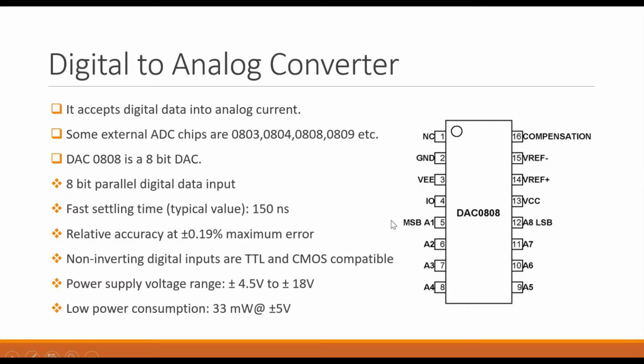See, in case of ADC, analog to digital conversion, the signal which you were taking in as an input was your voltage signal. In case of digital to analog conversion, the signal that you will receive in the form of analog output will be your current signal. That is the basic difference between ADC and DAC.